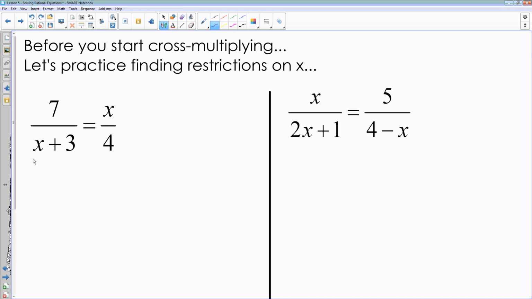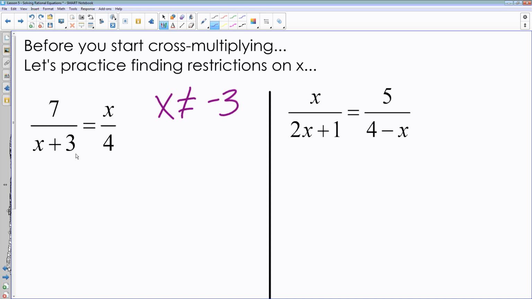If you look at your denominator here, notice there is an x in your denominator. What can x not equal? What's going to cause it to be 0 in this denominator? And you should be thinking, well, -3, since -3 plus 3 gets me 0. So that's our restriction. x cannot equal -3.